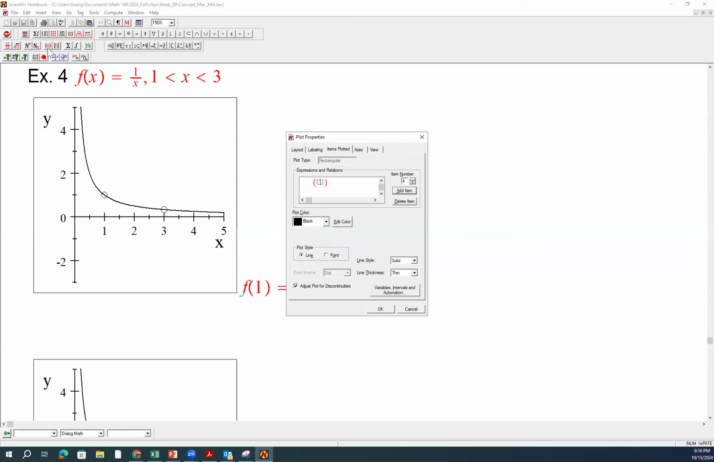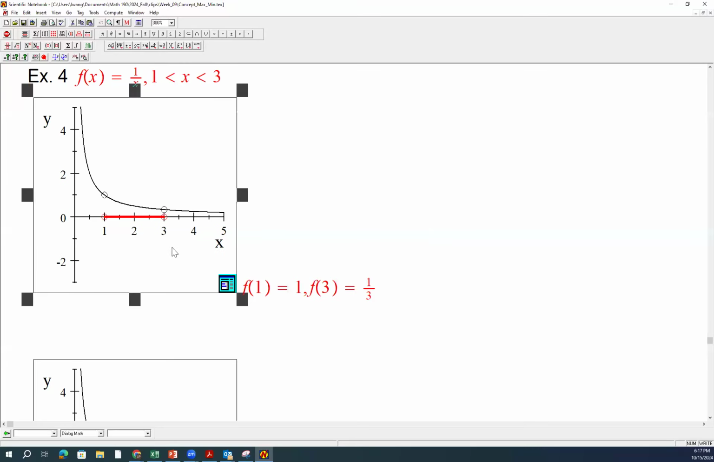So I'm going to mark the interval of consideration from 1, 0 to 3, 0, as a red line, and mark the circles at 1, 0 and 3, 0. So you can see we're trying to find the max and the min. This piece, obviously, we can get as high as possible but never get there. So in this case, we don't have an absolute max or a local max, and we do not have an absolute min, and no local min either.